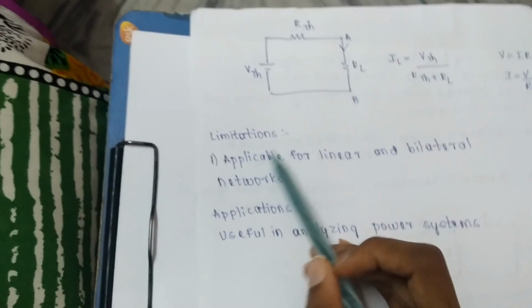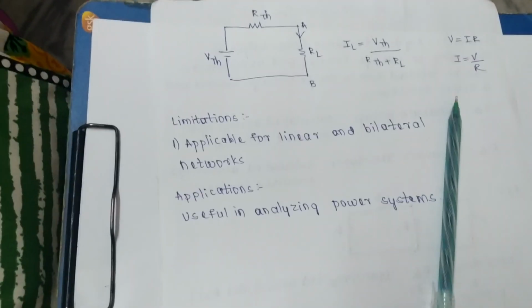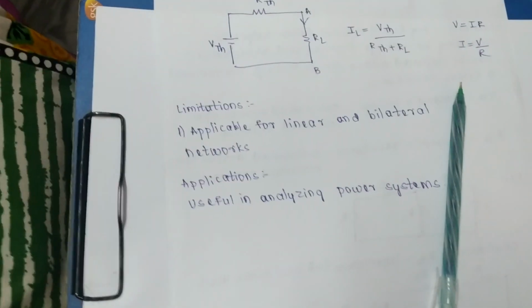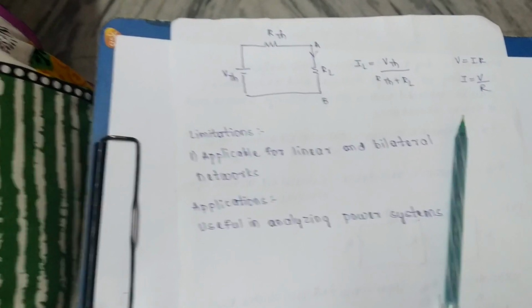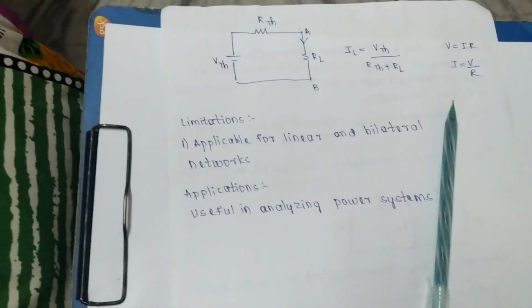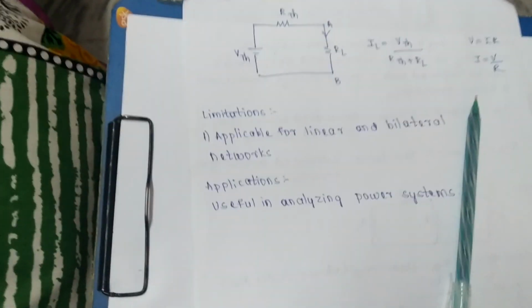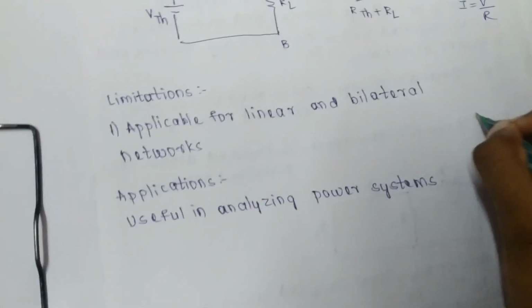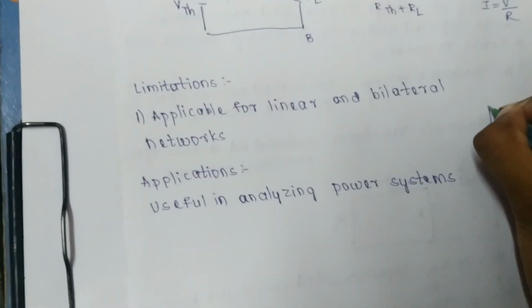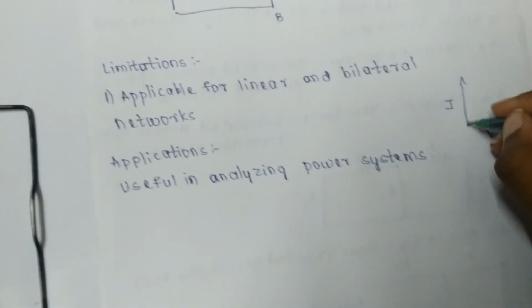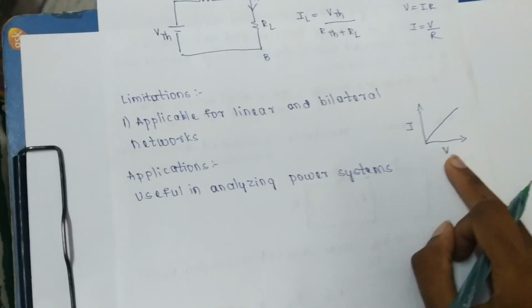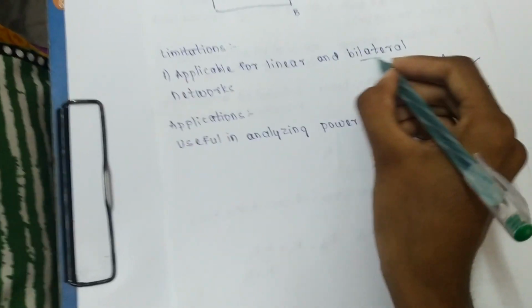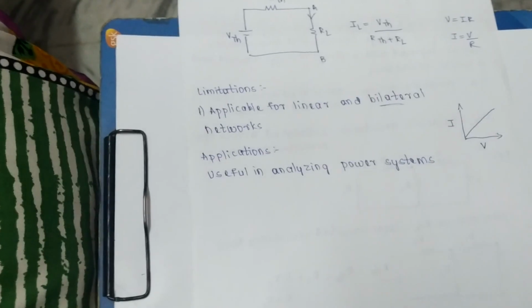Now the limitation of this theorem is that it is applicable only for linear and bilateral networks. Linear network means any network in which the VI characteristics are directly proportional, that is, as V increases, I increases. For VI characteristics, if I consider V on the x-axis and I on the y-axis, the graph must be a straight line. Then the network is said to be a linear network. Bilateral means the flow of current must be in two directions. Then it is said to be a bilateral network.